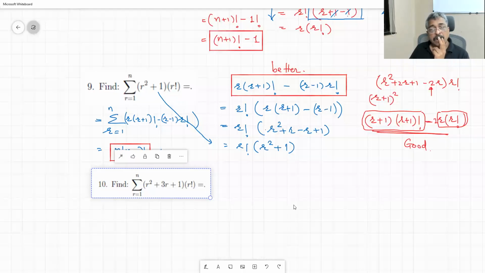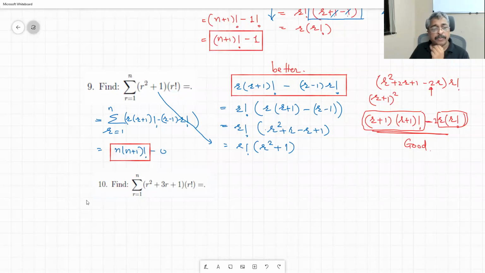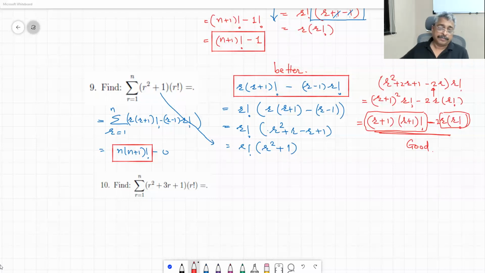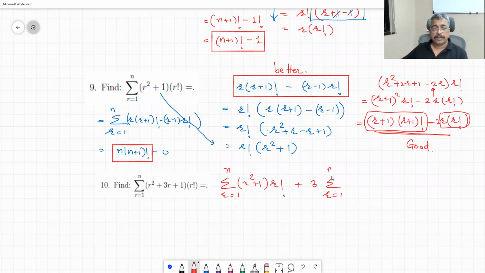Next problem is sigma r goes from 1 to n, (r square plus 3r plus 1) times r factorial. This is sigma r goes from 1 to n, (r square plus 1) into r factorial plus 3 times sigma r goes from 1 to n, r into r factorial. Okay. It seems this is the only way to solve this problem.